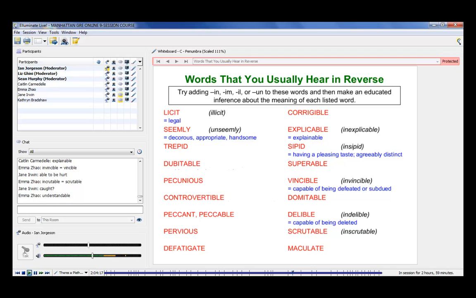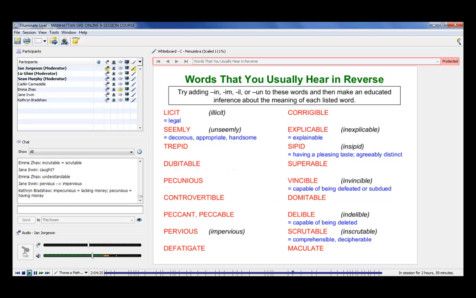You guys are doing good, but we still got over half of them left. So yeah, good call, Emma. Something that is comprehensible, understandable. Pervious to impervious, good. So Jane, what does it mean? Catherine's giving me impecunious means lacking money. So pecunious means having money or being rich.